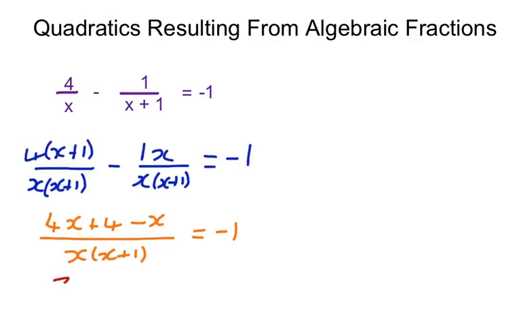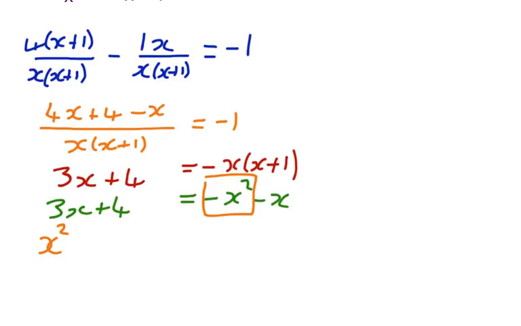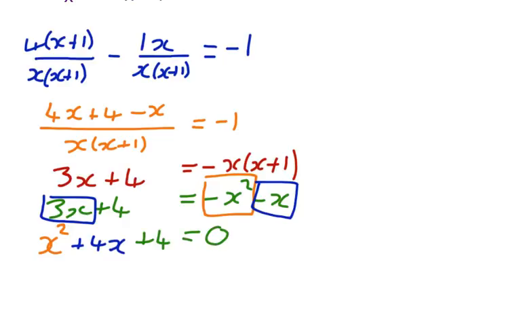So we get, well, 4x minus x is 3x plus 4 is equal to minus x plus 1, because when we multiply minus 1 by the denominator, we get minus 1 times x plus 1. Now we need to expand. So we've still got 3x plus 4 on this side, minus x squared minus x. And now we want the quadratic to be equal to 0, so we need to get all of the terms on one side. So we're going to add the x squared, so we get x squared. We've got a 3x, and we need to add that x on so that we've got all the x's on one side, so plus 4x. And finally we've got the plus 4 on that side, and now it's equal to 0.